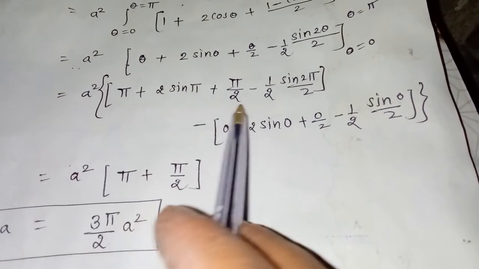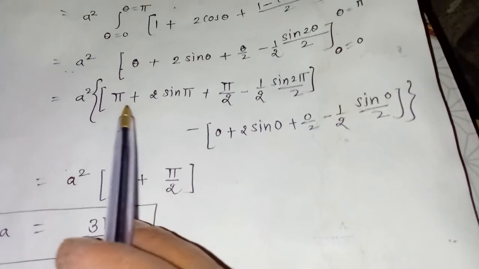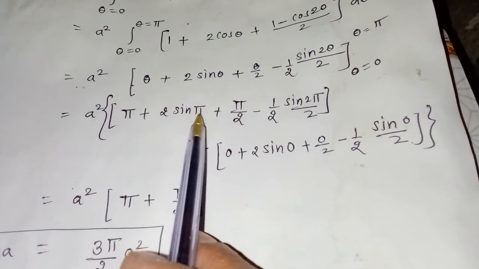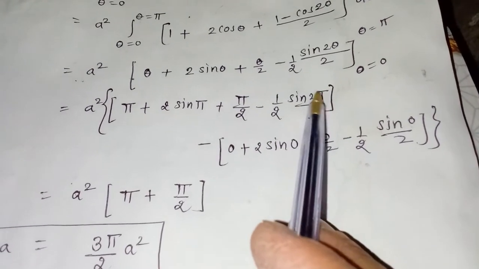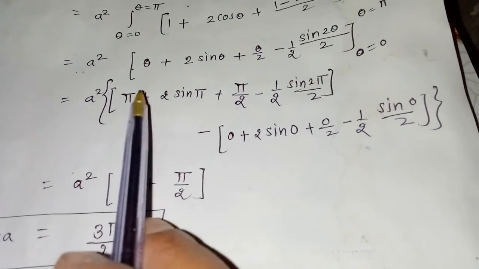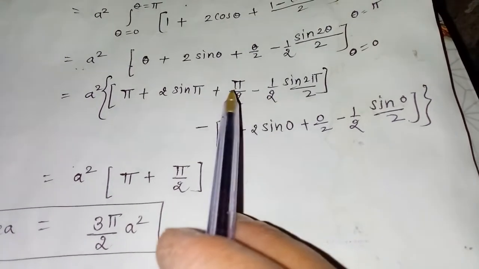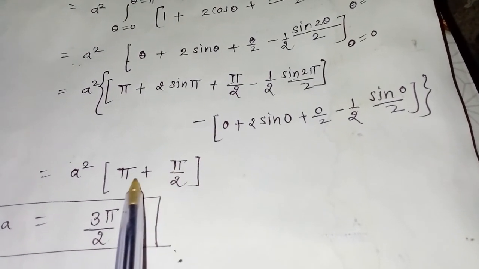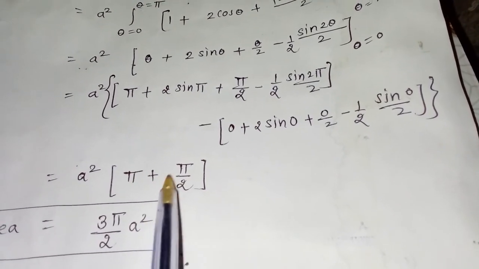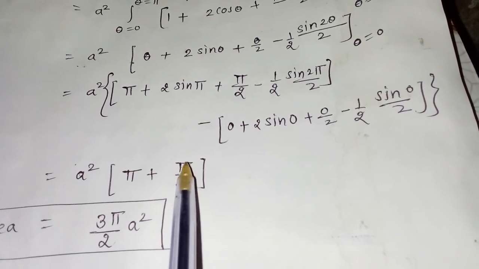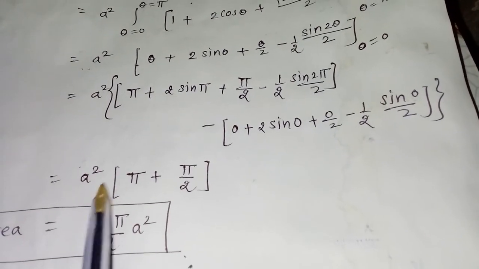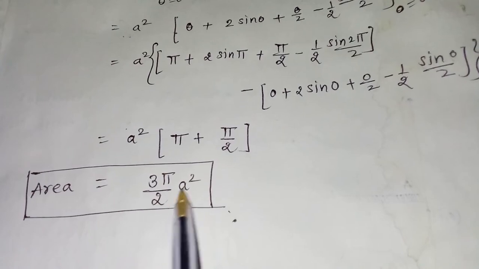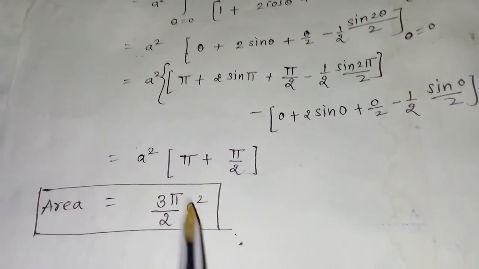So in the first bracket, only pi plus pi by 2 remains, because the value of sin pi is also 0 and sin 2 pi is also 0. Therefore the value of this bracket is pi plus pi by 2. If you calculate this, pi plus pi by 2 is nothing but 3 pi by 2, and this a square as it is. So the area is nothing but 3 pi by 2 into a square, and that is our final answer. Thank you.